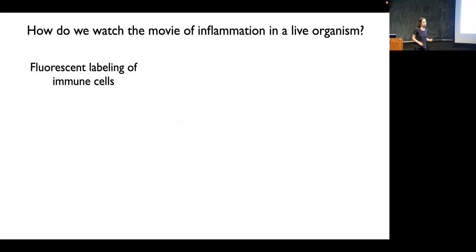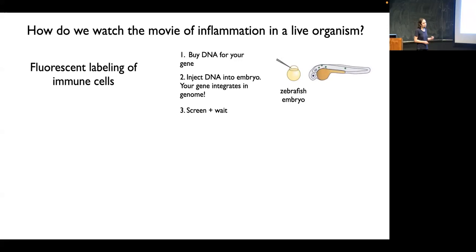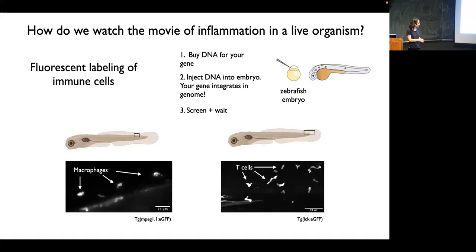As I mentioned, we would like to be able to see where these different immune cell populations that we're interested in are within the organism. And we do this through the absolute wonders of biology. It's now possible to have the native population of cells in an organism start making a fluorescent protein of your choice. The way that this works is, nowadays it's possible to buy off the shelf your gene of interest encoded in DNA. So you buy your DNA, and you inject it into a zebrafish embryo or egg at a very early developmental stage. Your gene will integrate into the genome. There's some more stuff involved. But at the end of the day, you can have an animal, in this case a zebrafish, where a cell population that you are interested in makes a fluorescent protein of a particular color. So for example, in this case, we've labeled macrophages here, and here these are T cells.